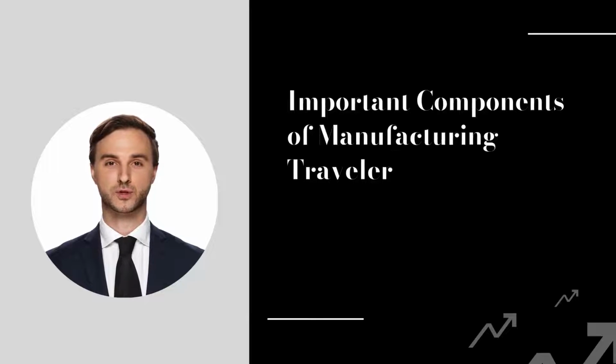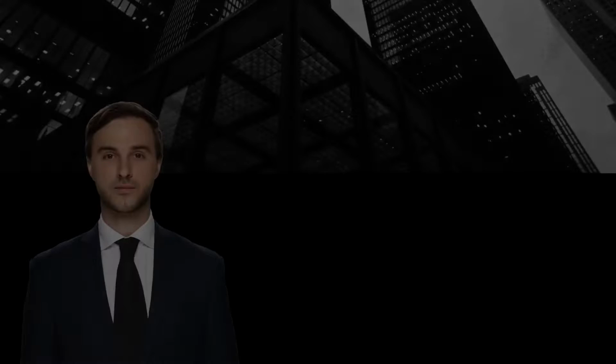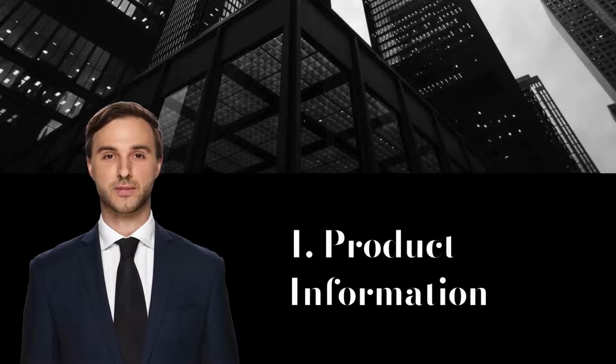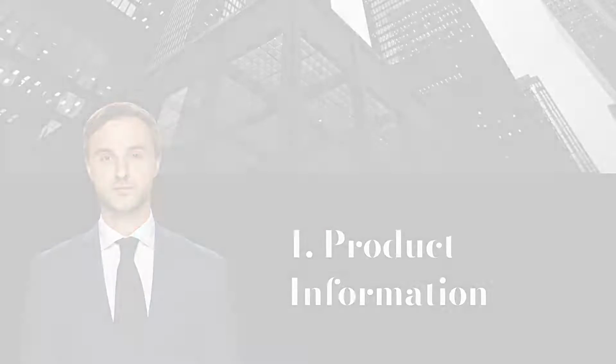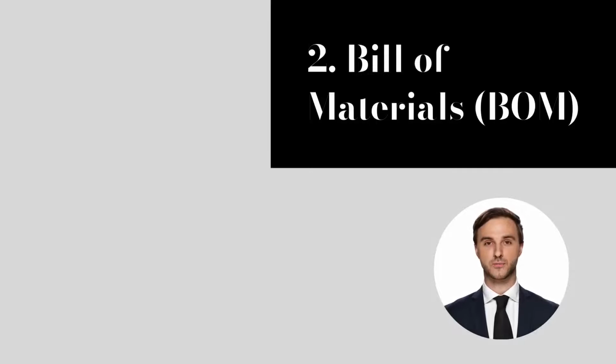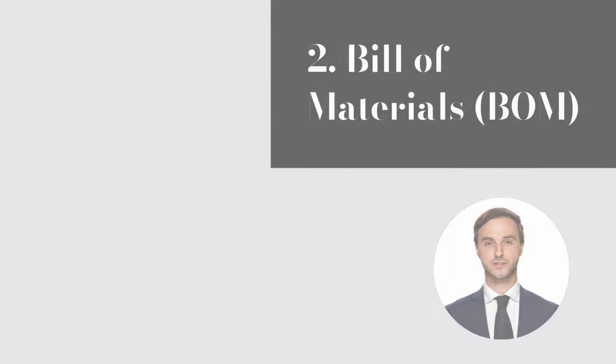The components of manufacturing traveler can vary based on the industry, product, and company processes. However, here are some important components commonly found in manufacturing traveler. Product name, code, or identification number. Description and specifications of the product. List of all components, raw materials, and subassemblies required. Part numbers, descriptions, and quantities for each component.